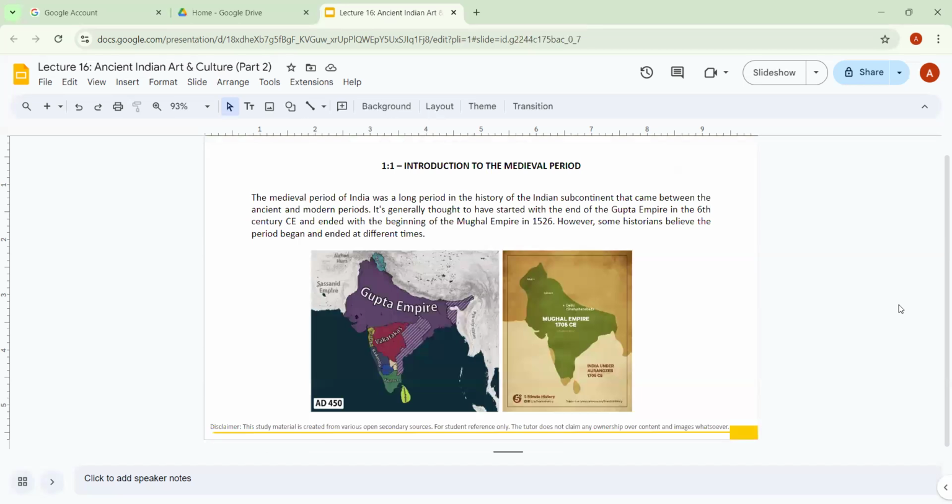Topic 1, Artistic Transformation in Medieval India. Introduction to the medieval period. The medieval period of India was a long period in the history of the Indian subcontinent that came between the ancient and the modern periods. It began towards the end of the Gupta Empire and ended towards the beginning of the Mughal Empire.